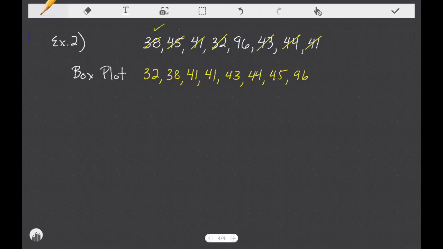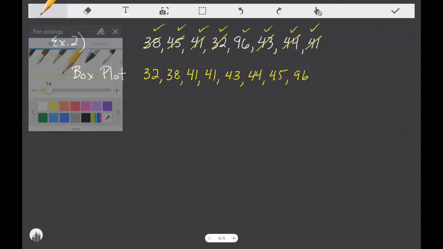So we're going to go ahead and count these. We have 1, 2, 3, 4, 5, 6, 7, 8 numbers. So we do have all of our numbers accounted for. I caught myself not missing one. So that's good.